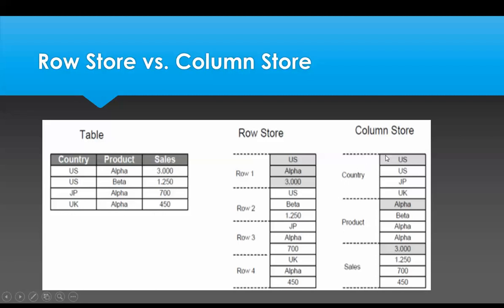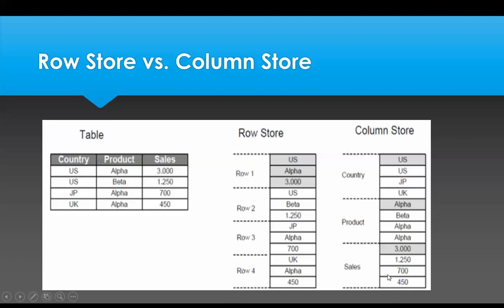But in case of column store, you can see over here that first the entire column is stored in the contiguous memory locations, then the next column, and after that the next column. You can see over here first US, JP, UK. That's the first column for all the records. So it's stored like that. For all the records, the first column will be stored. Then for all the records, the second column will be stored. Then for all the records, the third column is stored. So this is how the column store works.